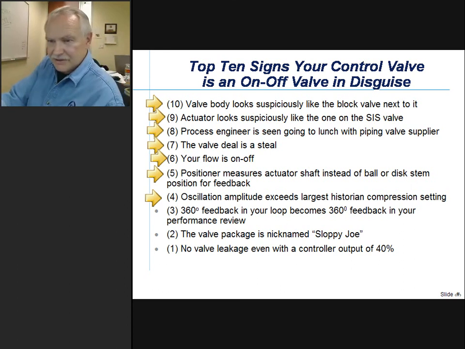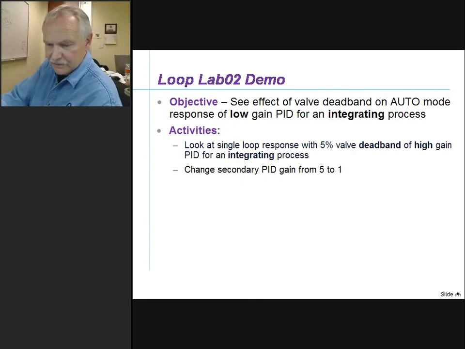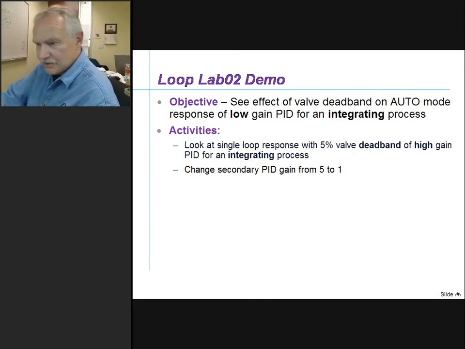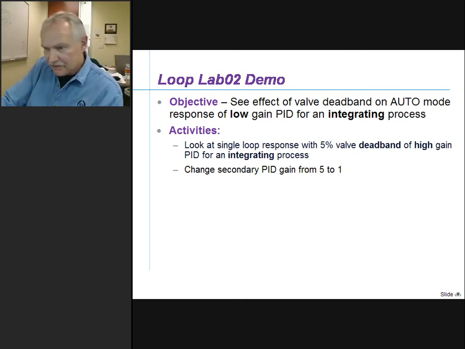So our next objective is to stick the valve deadband on the auto mode, but with a slower tuning of the controller for the integrating process. But first, let's look at the single loop response with 5% valve deadband and a high gain PID for the integrating process. Then we're going to change the PID gain from 5 to 1. Well, notice we've got a limit cycle. We can see it most evidently in the sawtooth of the secondary controller output.